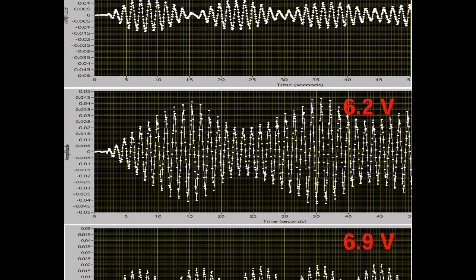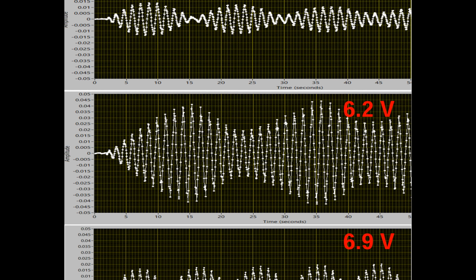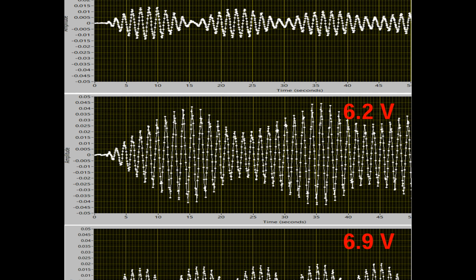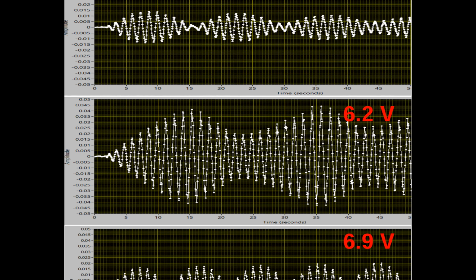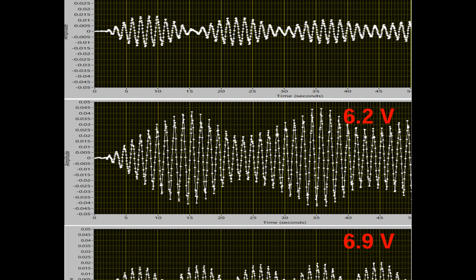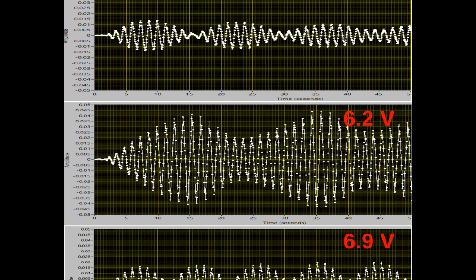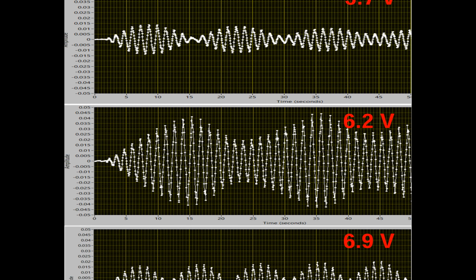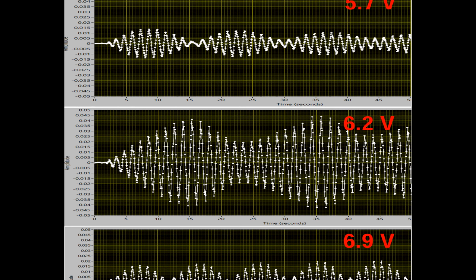Now let us see the response of the oscillator corresponding to different voltages, that means corresponding to different frequencies. In this case we have kept the x-axis scale and y-axis scale similar so that it makes comparison easier. Let us see.